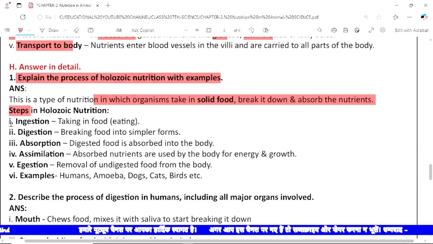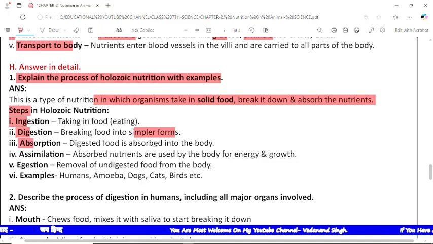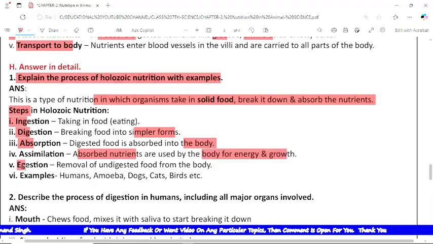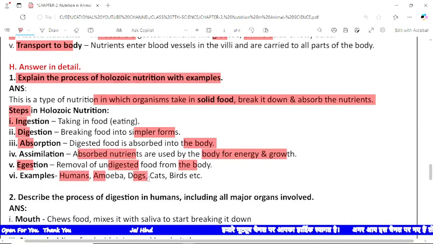The first is ingestion. This is the process of taking in food. Then digestion, breaking the food into simpler form. Next is absorption. Digested food is absorbed into the body. The next is assimilation. Absorbed nutrients are used by the body for energy and growth. Next is egestion, removal of undigested food from the body. Next, examples are human beings, amoeba, dogs, cats, and birds, etc.